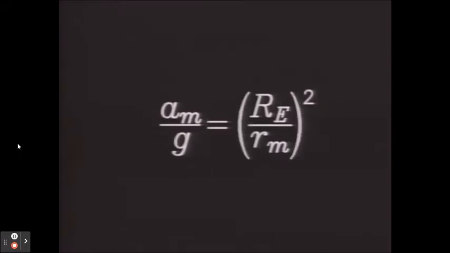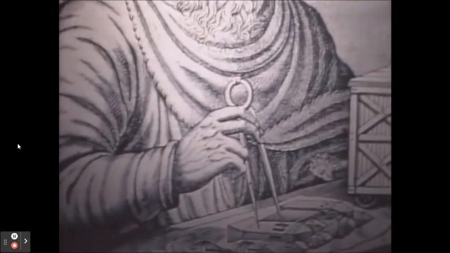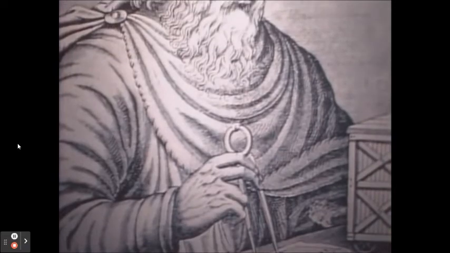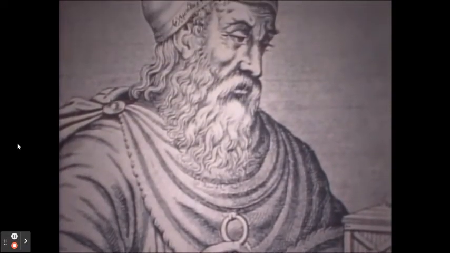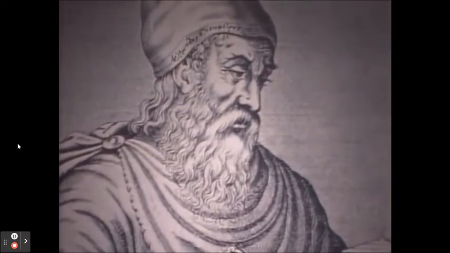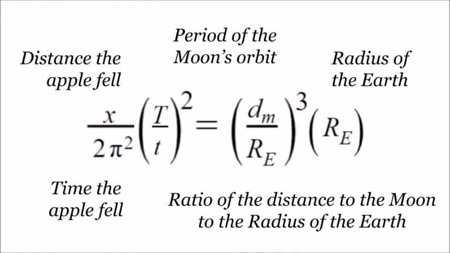The radius of the Earth divided by the distance to the moon squared. That ratio has been known since antiquity. Greek mathematicians calculated the distance to the moon as 60 times the radius of the Earth. And that is not the only ratio.